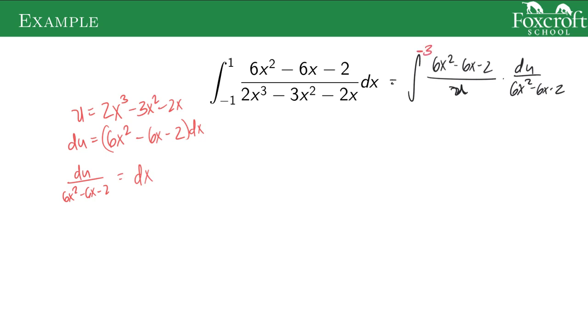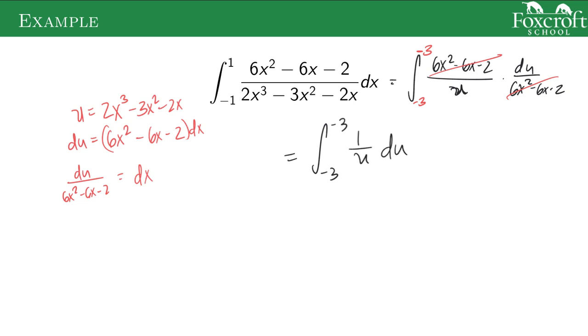If I plug in -1 into my expression, I'm going to get -2 minus 3 is -5 plus 2 is +3. No, that's not right. Those are -3. All right, -3, -2 minus 3 is -5. Plus 2 is -3. Yeah, seems like it's right. And then these are going to cancel out. So my expression becomes the integral from -3 to -3 of 1 over u du.